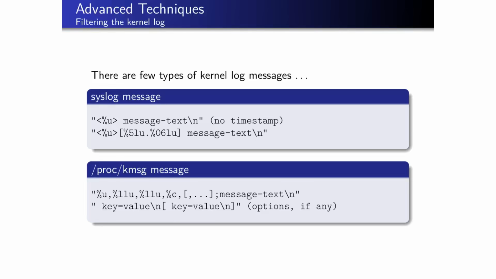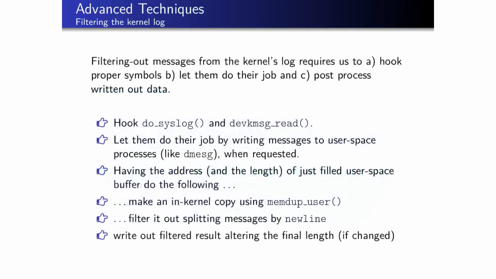The algorithm for filtering messages out of the kernel log is to hook the do_syslog function and the devkmsg_read function. Let them do their job of putting information from the kernel to user space. After this operation, inside the hook, you have to reread this information from user space, filter it inside kernel space, and put it back, probably altering the final length. The length will be altered if you filter out some messages.